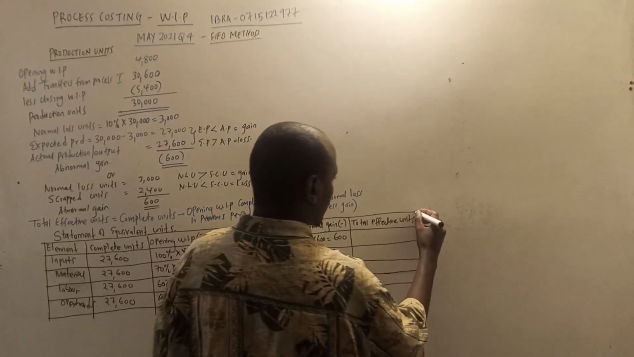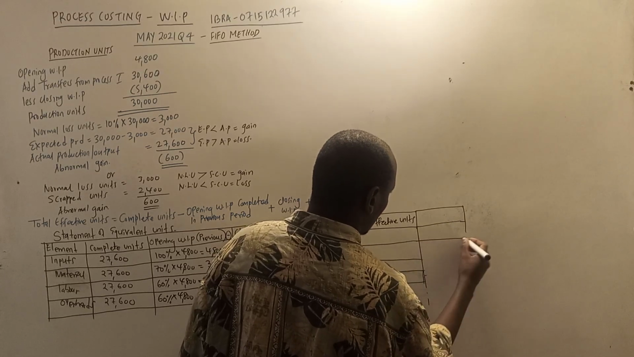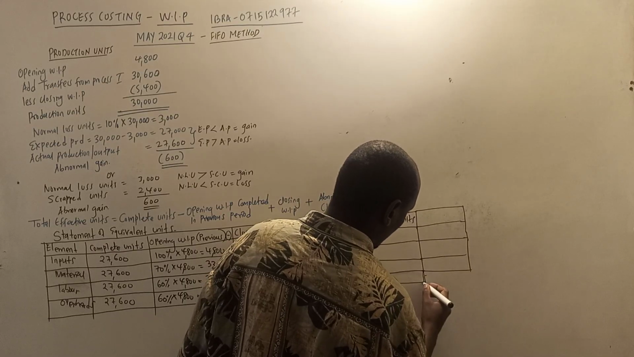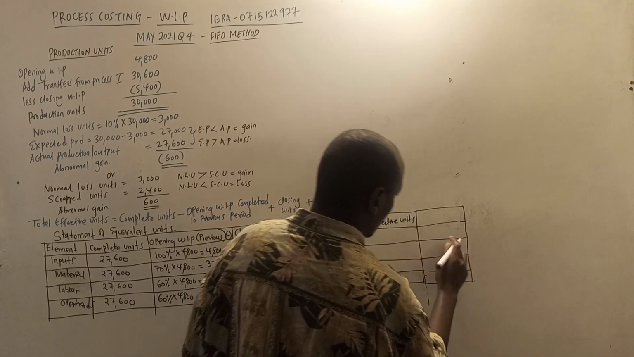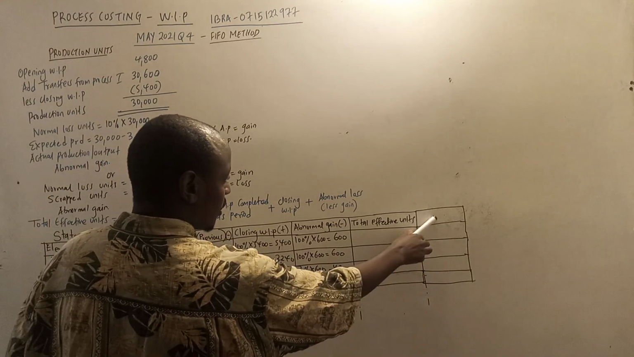And then after that I will also add another column here. Just allow me to add one column that will help us to get the output. I will tell you why I've added this one later.